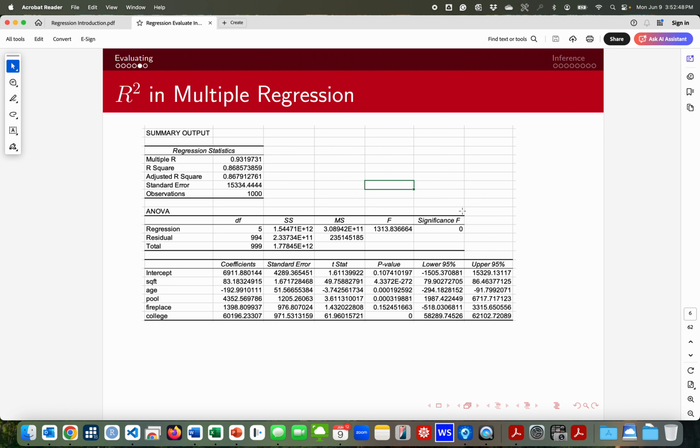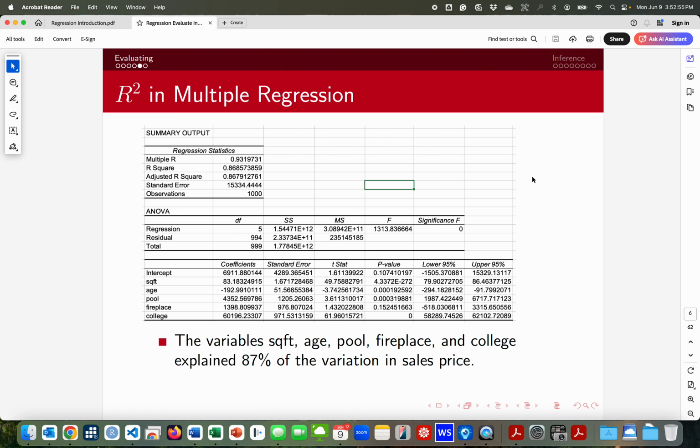In multiple regression, it's the same idea. We have an R-square here, about 87% of the variation. So we would say the included independent variables, in this case square footage, age, pool, fireplace, and college, explain 87% of the variation in the sales price of a house. We're never going to have a model explain 100% of the variation in the sales price of a house. In this case, we have 13% of the variation left unexplained.